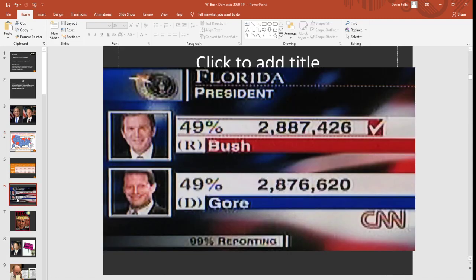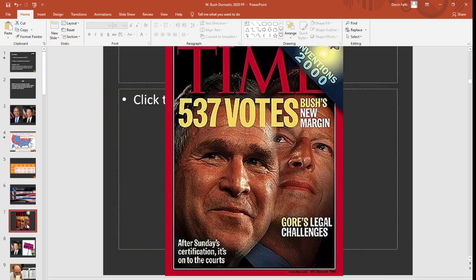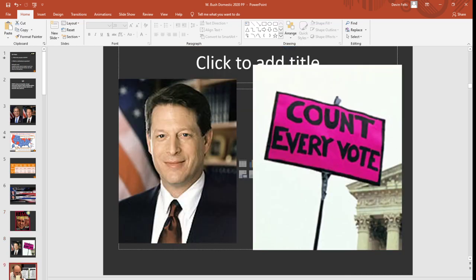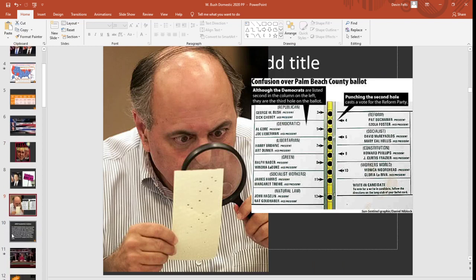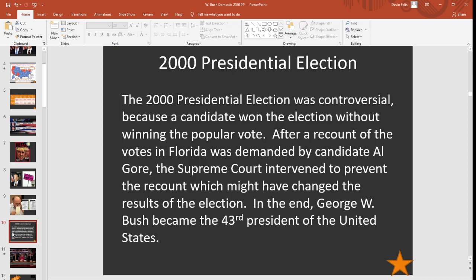And so at the end of the election, the Gore campaign did not accept the results of the election, so they asked for a recount of the election. Eventually, the Supreme Court says no, and George W. Bush is instated as the new president of the United States.